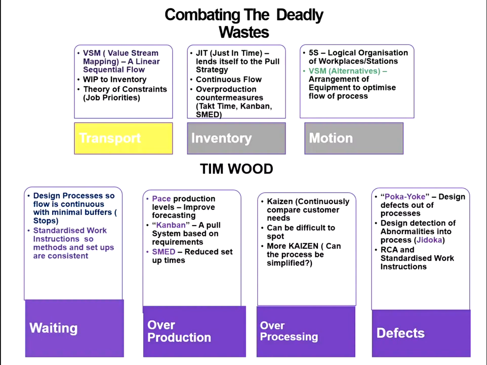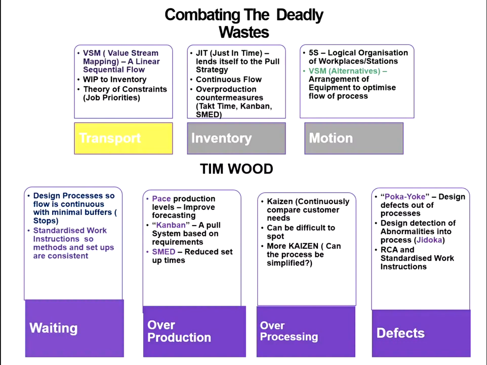Motion, look at the design of your work space, and look at 5S techniques, and we'll talk about them later. Wait times, again, continuous flow. Look at design processes so that flow is continuous. Overproduction, look at Kanban theories and single minute exchange of dies. Overprocessing, Kaizen, continuously improving compared to customer needs. What does a customer really need? What are they prepared to pay for?